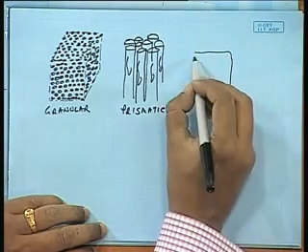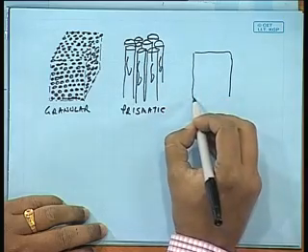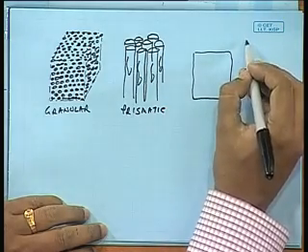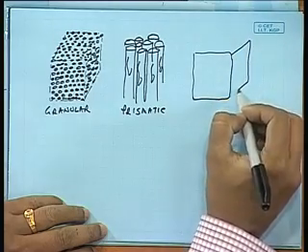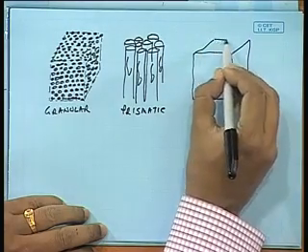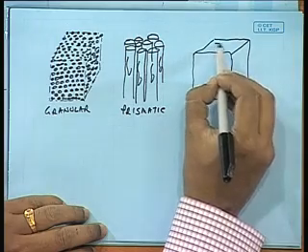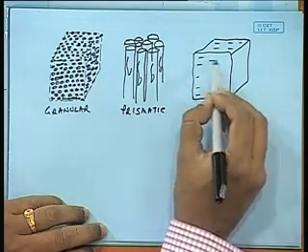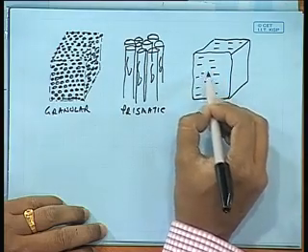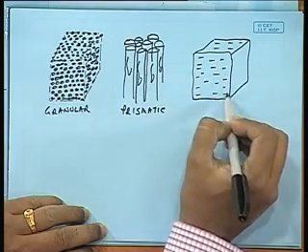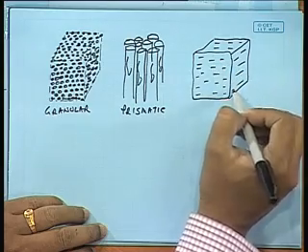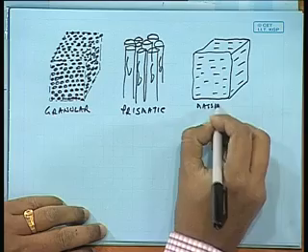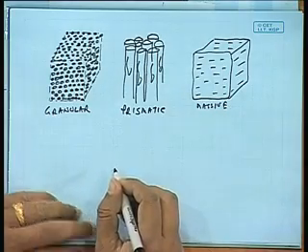Whereas here the granules are not generally observed. It looks as if it is almost a rock. The grains are not very clearly visible, the grains cannot be identified in the soil. This is what is known as the massive structure.